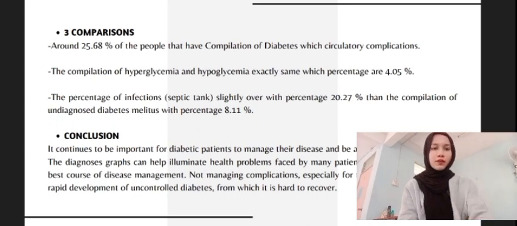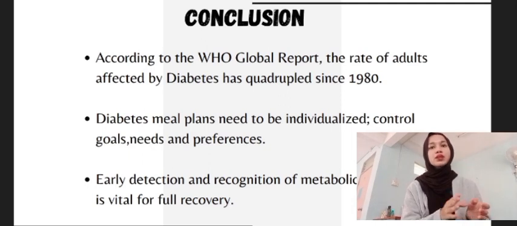Not managing complications, especially for fast progressors, can cause rapid development of uncontrolled diabetes from which it is hard to recover. And lastly, conclusion, according to the WHO Global Report, the rate of adults affected by diabetes has quadrupled.